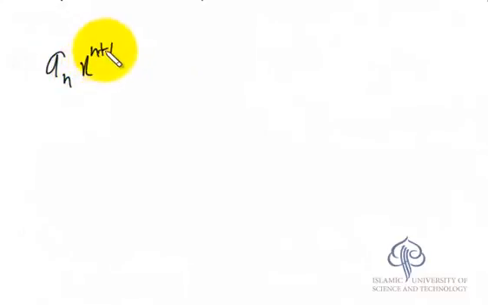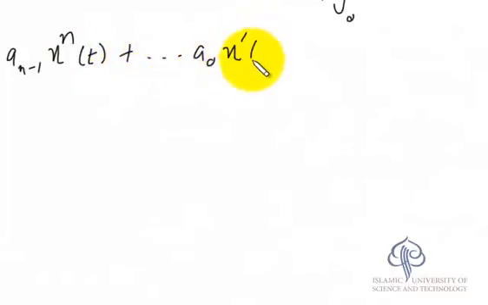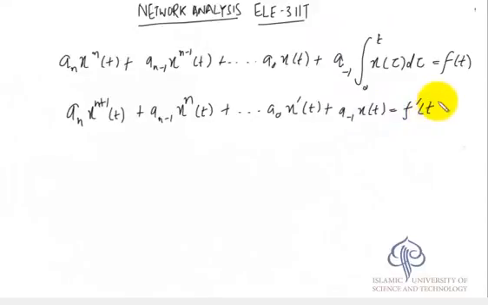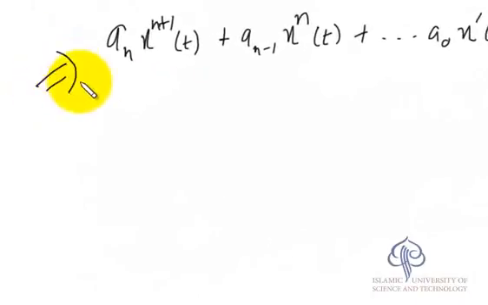When you differentiate the whole thing once, the first term would be a_n x^(n+1)(t), plus the second term would be a_(n-1) x^n(t), plus you will go up to a0. This will be the first derivative, x dash t, and this will be x(t), and on the right hand side you'll have f dash t. So this is transformed into an ordinary differential equation, a standard format of the ordinary differential equation. This is one way of solving it.